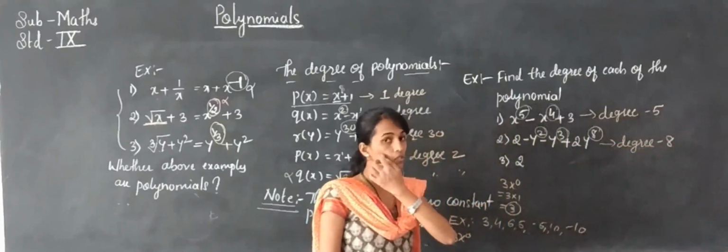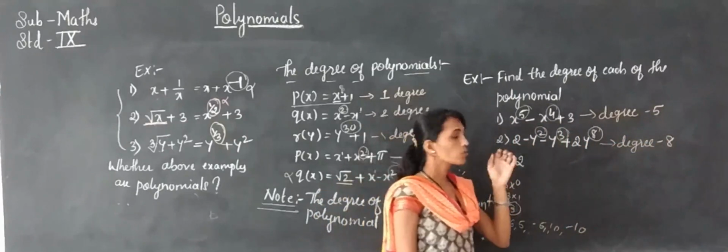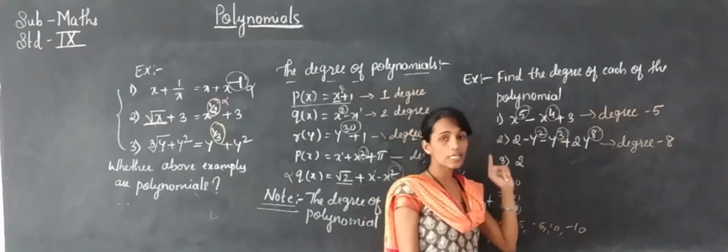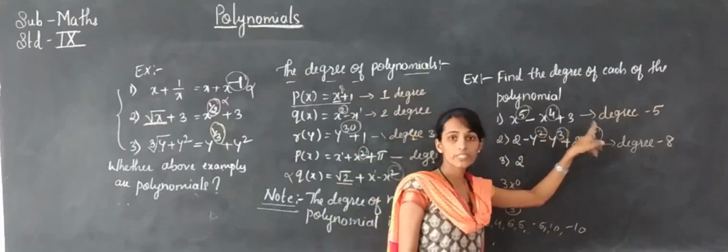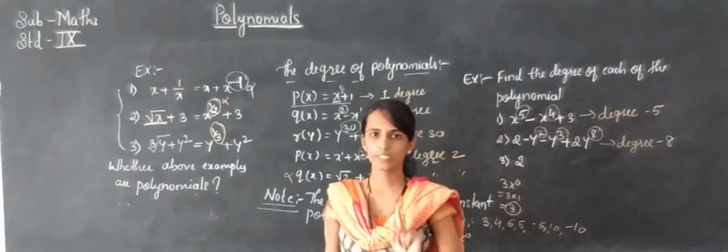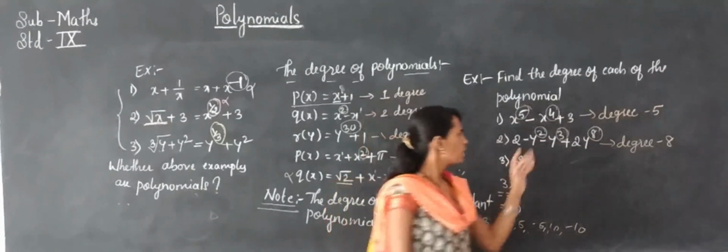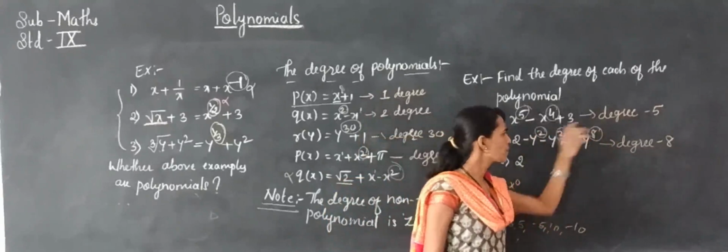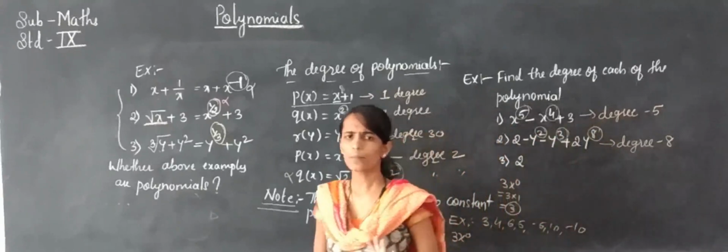One more thing, don't make this mistake. Don't add the exponents, thinking 2 plus 3 is 5 plus 8 is 13, and write that the degree of the polynomial is 13. That is totally wrong. We have to observe only the biggest exponent; that is the degree of the polynomial.